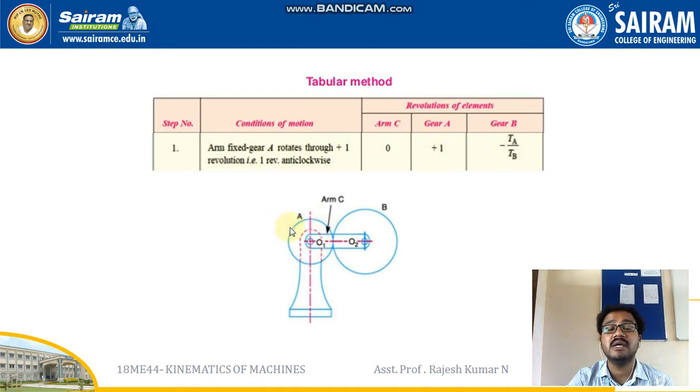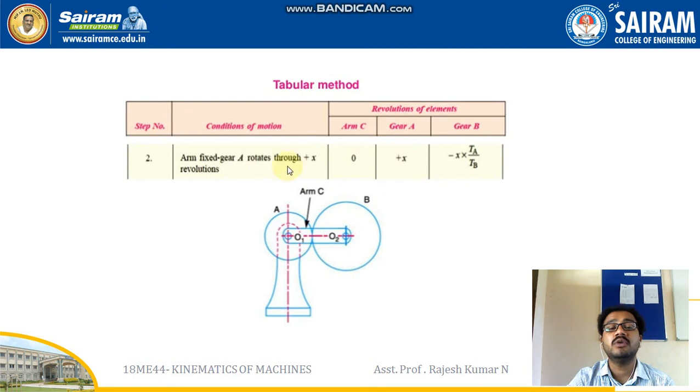So for gear 1, since +1 revolution is given, if the arm is fixed, A will rotate. Say, for example, first one rotation, I'll be going with +1 rotation in the anti-clockwise direction. If this is rotating anti-clockwise, B will rotate clockwise. So the ratio will be TA by TB. This negative sign indicates it is rotating in the opposite direction of gear A.